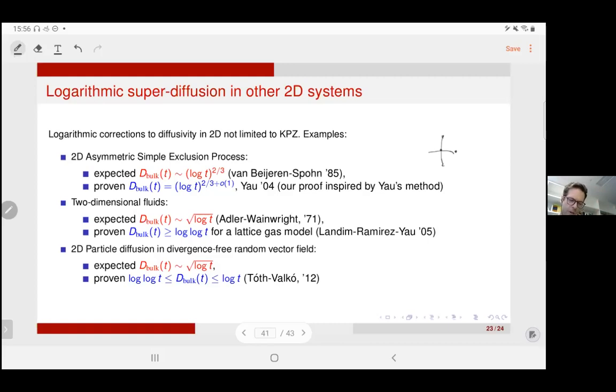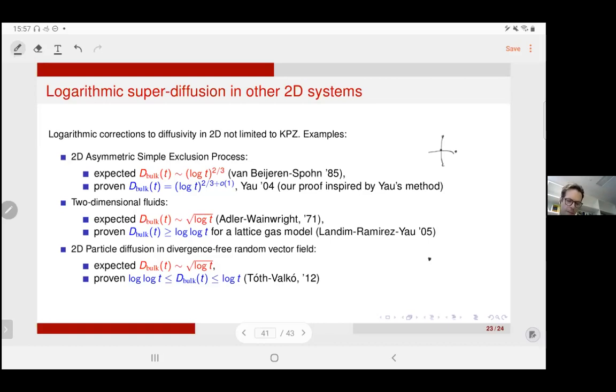There are other cases where these log corrections are expected. One of them is two-dimensional fluids, like hard disks colliding on a plane. In that case, it was conjectured like 50 years ago that there should be logarithmic corrections to diffusion, of order square root of log t. And as far as I know, the mathematical status is very primitive here. There are some log-log bounds for some discrete lattice gas models, also from about 15 years ago. And also for systems where a tracer particle diffuses in a random vector field given by the curl of a two-dimensional Gaussian free field, which is divergence free, it is conjectured that such a tracer will super-diffuse, with the diffusivity coefficient of order square root of log t. But also there are very pessimistic bounds, between log log and log, by Tóth and Valkó.